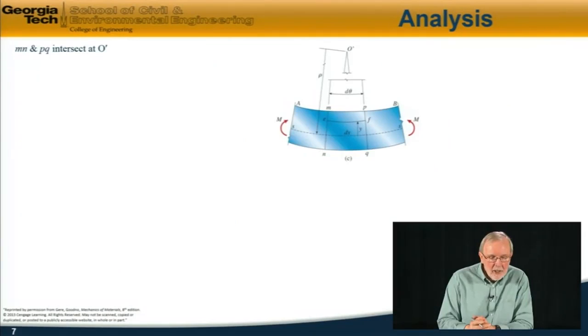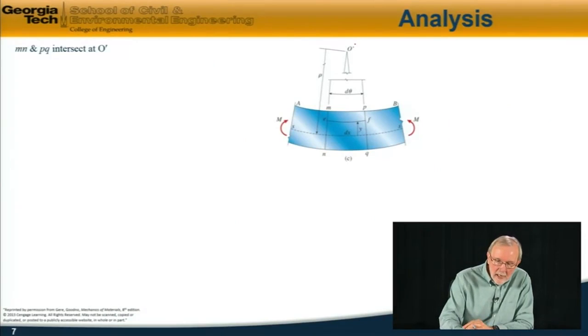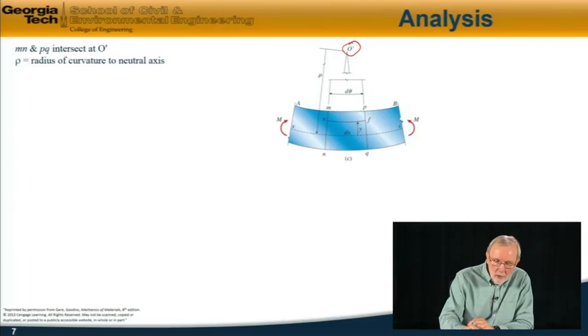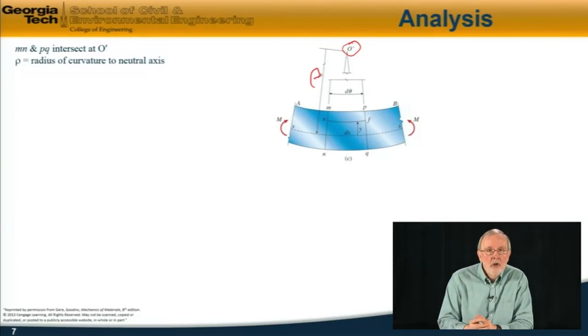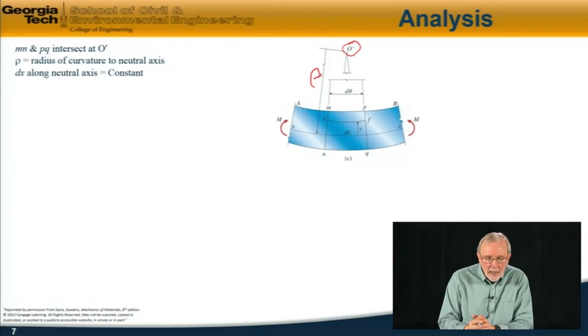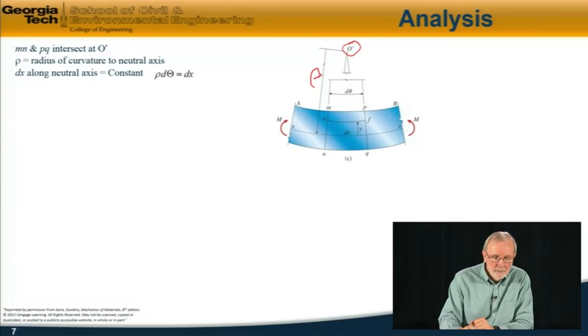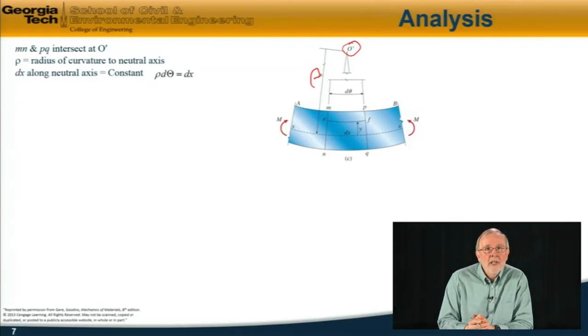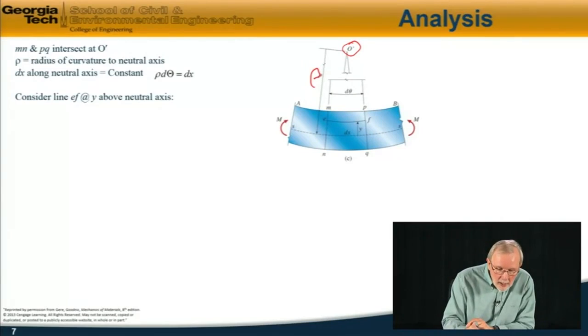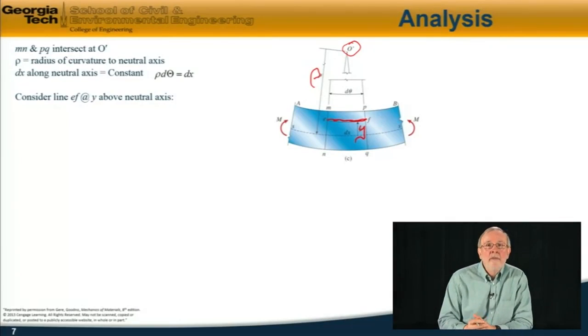Now, to continue with the analysis, we have MN and PQ intersecting at the center of curvature, O prime, and rho is the radius of curvature to the neutral axis, in other words, the axis which doesn't change length under this deformation. So dx, the length along the neutral axis, is therefore equal to a constant. It doesn't change. So rho d theta is equal to dx from simple geometry. Now I'm going to consider a line EF, this line right here, at a distance of y above the neutral axis.